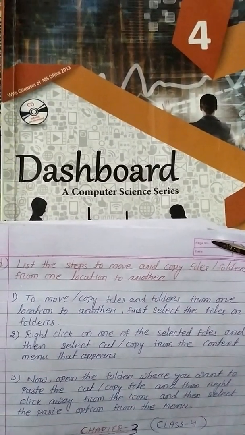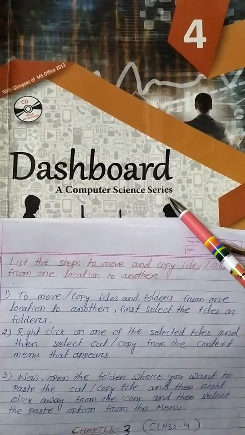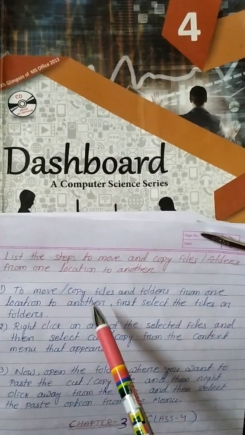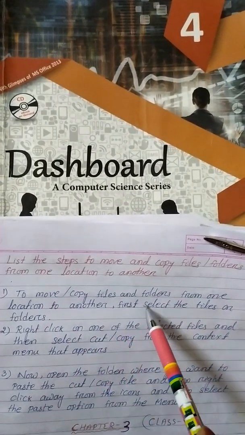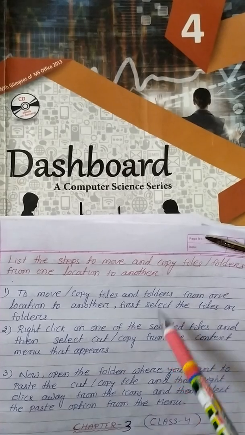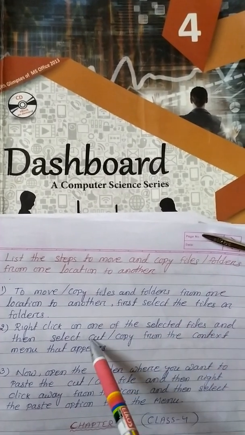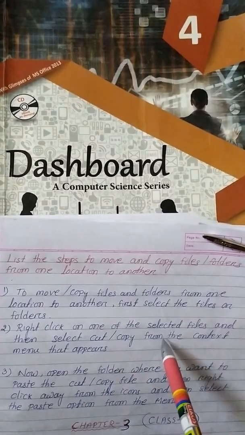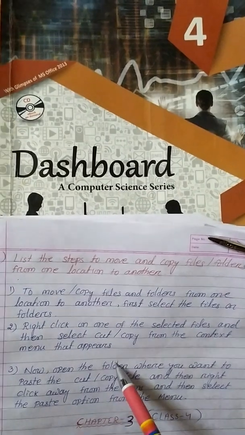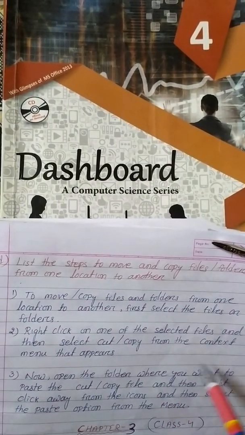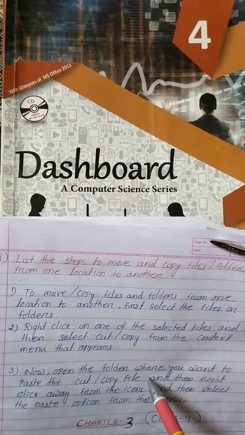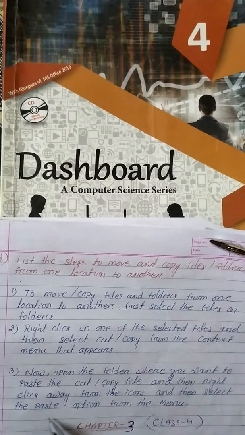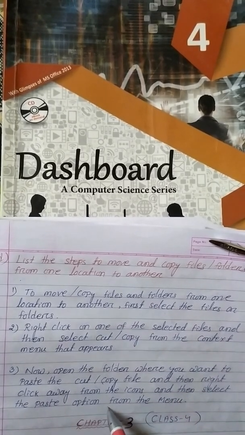Question number D. List the steps to move and copy files and folders from one location to another. First, select the files or folders. Right click on one of the selected files and then select cut or copy from the context menu that appears. Point number 3. Now open the folder where you want to paste the cut or copied file and then right click away from the icons and select the paste option from the menu.